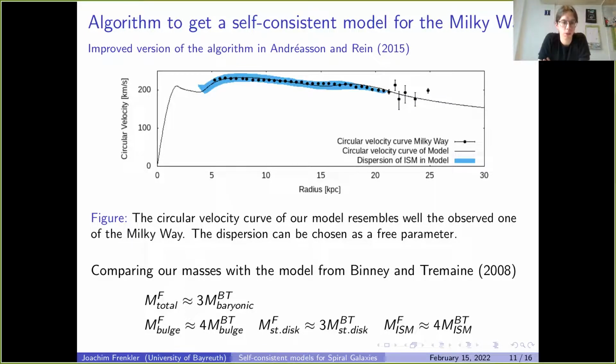The bulge has to be about 4 times as high as the one in Binney and Tremaine. The stellar disk has to be about 3 times as high as in Binney and Tremaine, and the ISM has to be about 4 times as massive. We won't be able to find smaller factors for this mass gap, but well, this model finds at least the smallest ones which are possible.